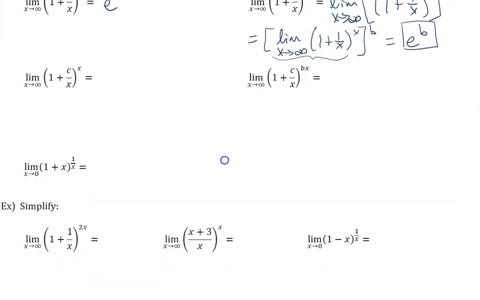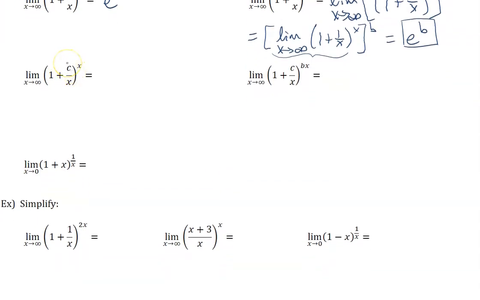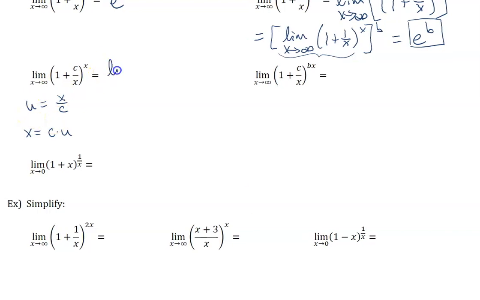All right, this next one is similar. Here, the constant c is on the inside of the function. So for this one, I'm going to use u substitution because we're pretty familiar with that. I'm going to say, let u equal x over c. Then x will be equal to c times u, and now I'm going to put everything here in terms of the variable u. So I'm going to have the limit, and instead of having x approaching infinity, I need to know what u is approaching.